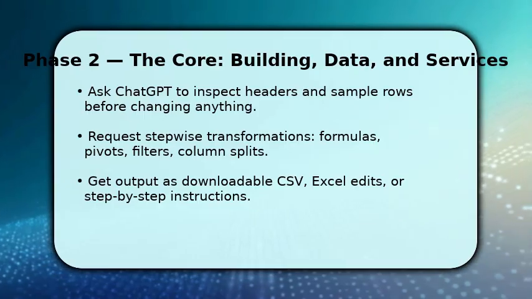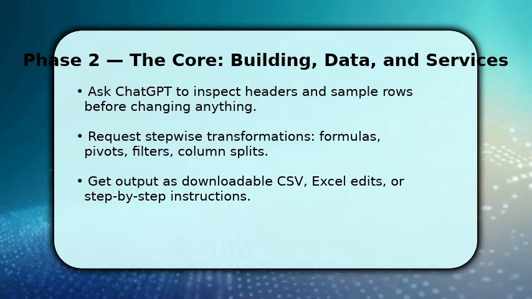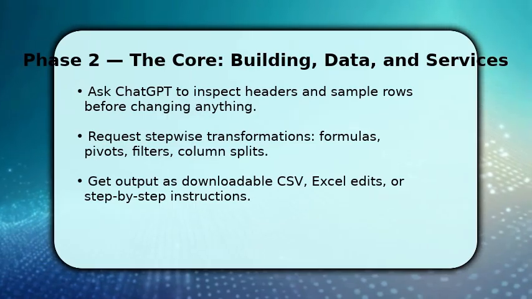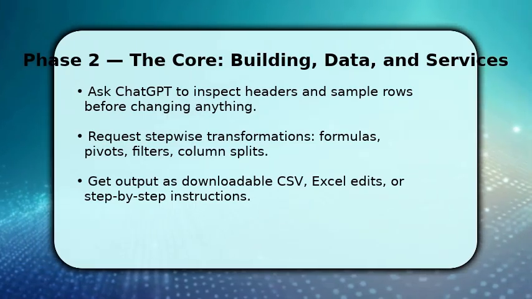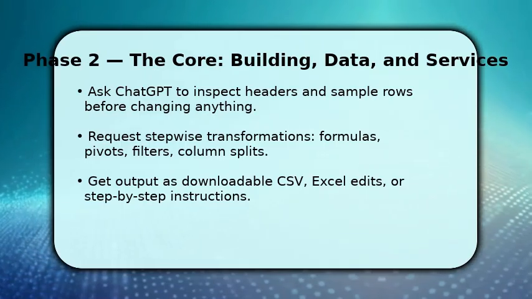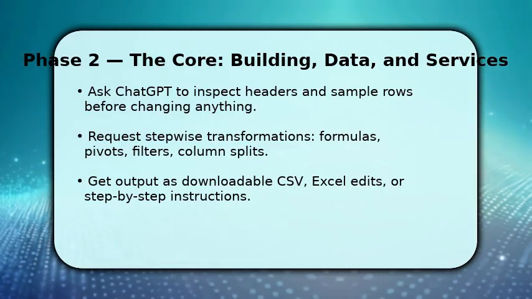First, ask it to list headers and show a few sample rows so you confirm it read the file correctly. Once confirmed, request transformations one at a time. Add formulas, create a pivot, apply filters or split columns, and ask for the exact Excel formula or the edited file. Make sure to request a downloadable CSV or an updated XLSX.